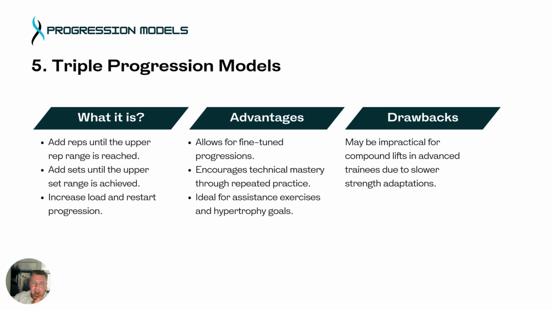So this one here it really is fine-tuned progression because people really have to master the lift and the load. It really does encourage technical mastery of the material because they have to practice so much and can be really good for assistance exercises and hypertrophy goals. Now, it can be impractical for compound lifts due to slower strength adaptations in people when they're really, really strong. And it can be a lot of volume. I like this model, but for a lot of people, it's a really hard one to kind of stick to. Again, the standard double progression is the best one, in my opinion, for most things.